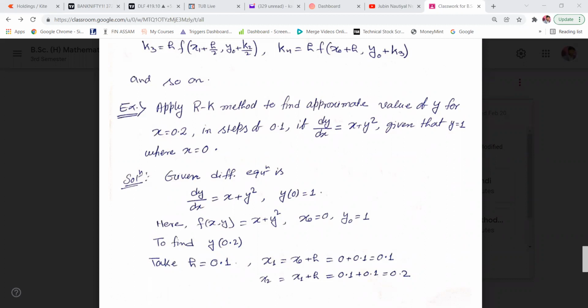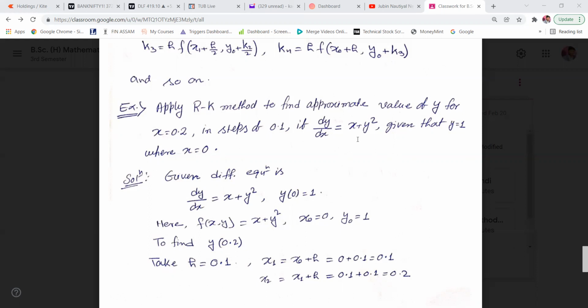You divide the interval into 2, 3, or 4 parts, that means equal parts as much as possible for you. So 2 parts, 3 parts, or 4 parts, maximum 4 parts you do. And after that you find h, and accordingly you will find it.